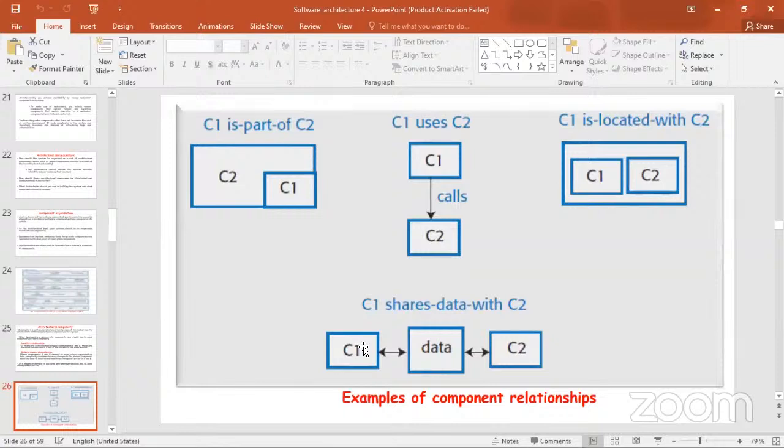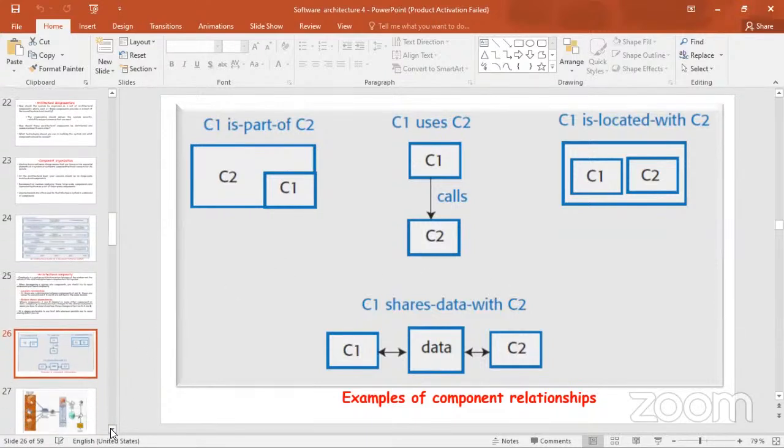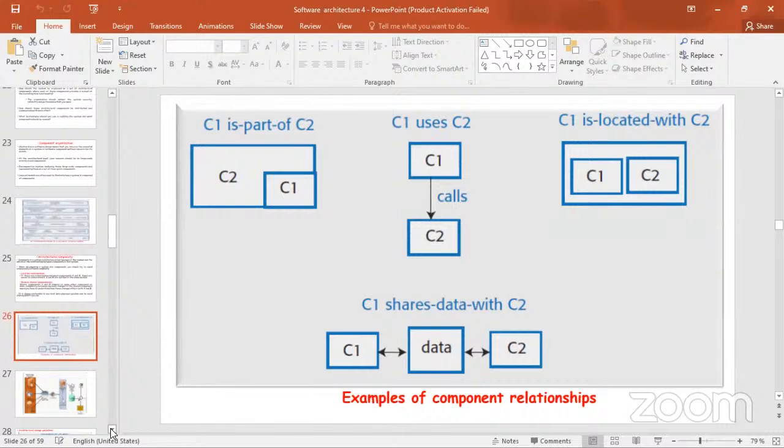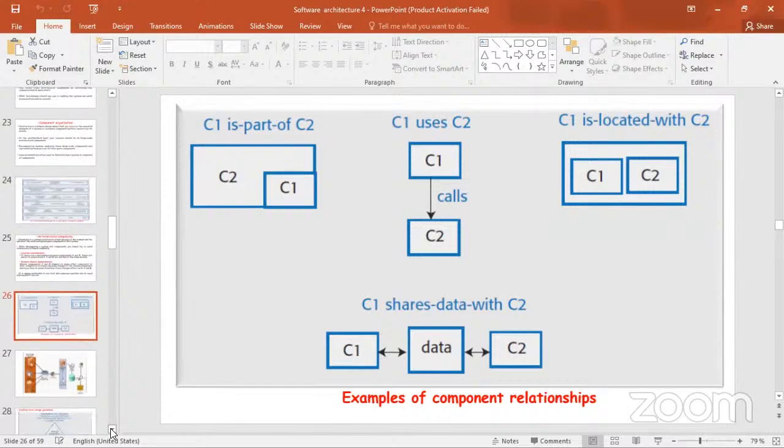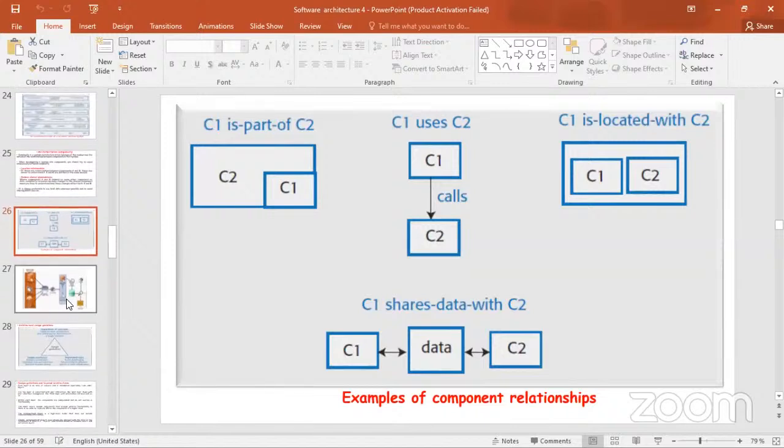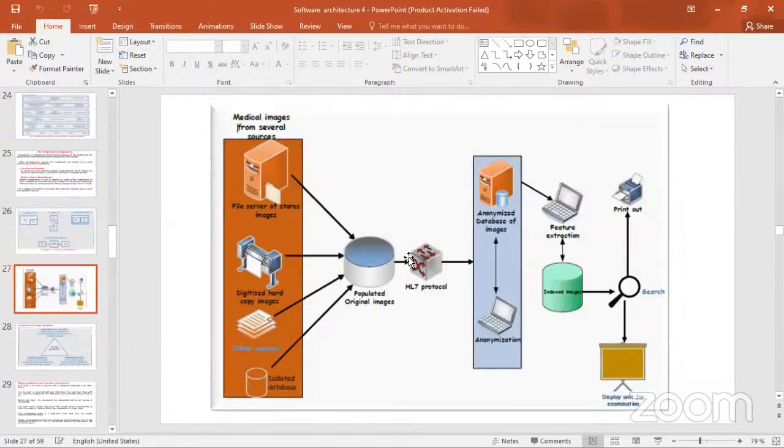Then we have C1 shares data with C2. So these are the various shared relationships that you could have. So I think I put one example that I designed by myself. I just pulled it out from one of my works to see what some of these components look like.